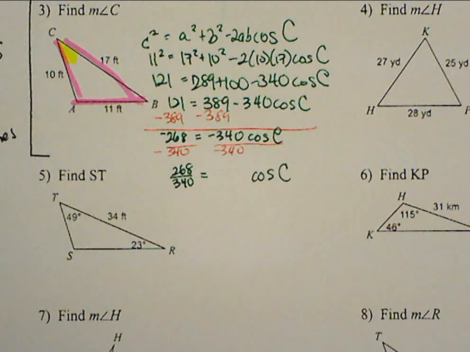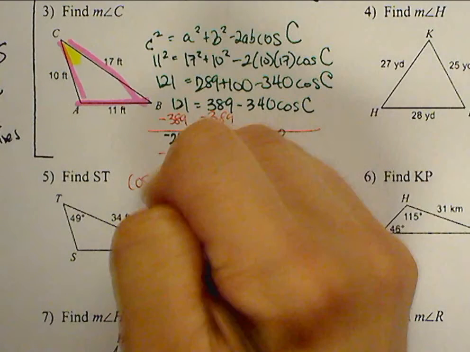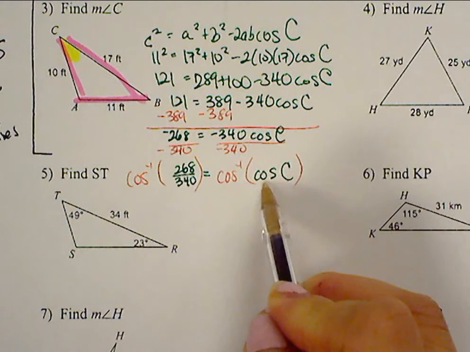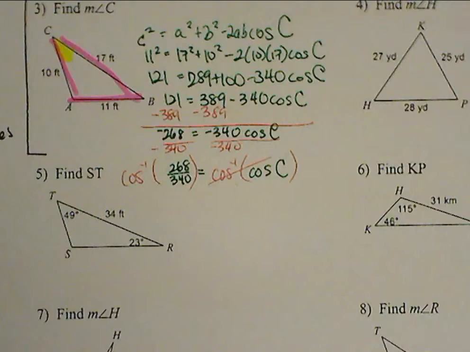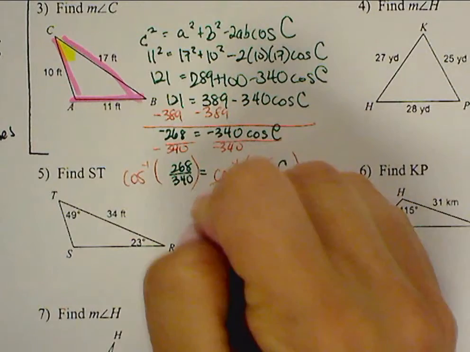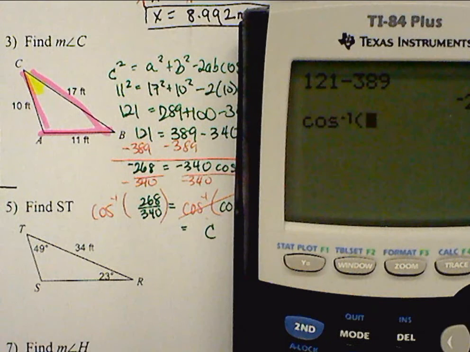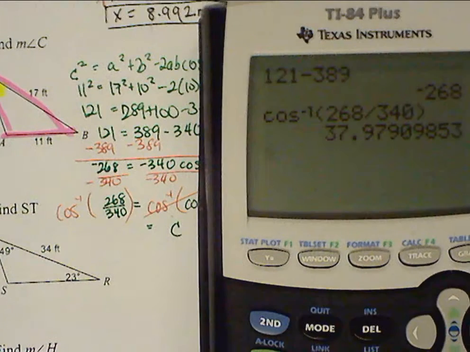What happened to the C though? It got cosine. So how do I uncosine it? Arc cosine, on both sides. If I take a C and I cosine it and then I uncosine it, what happens? They undo each other. You get C. Alright? So C equals the inverse cosine of 268 over 340, which should be 37.97 something. Make sure you're in degree mode.